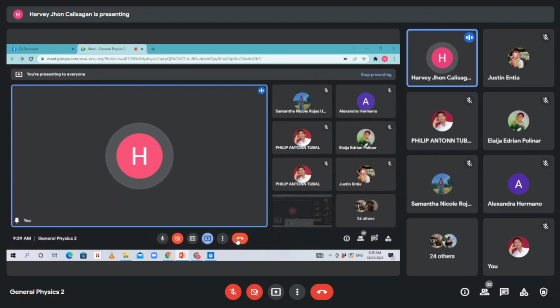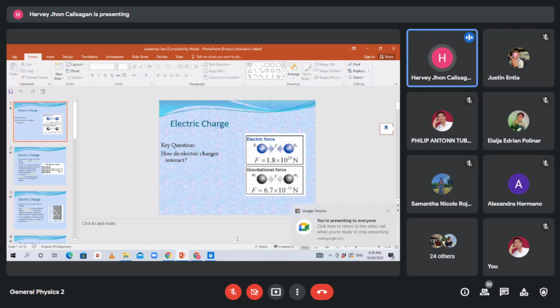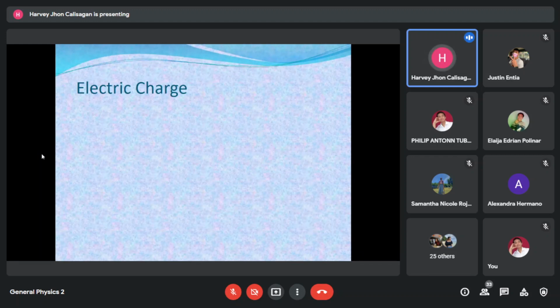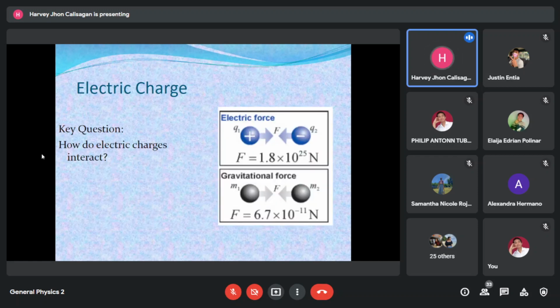Okay, let's talk about Coulomb's law now, because it's very important to discuss this part. Now, because we're talking about the electrical charges, we keep on repeating about the electric charge. So what is the function of the electric charge? We have a guide question here: how do electric charges interact?